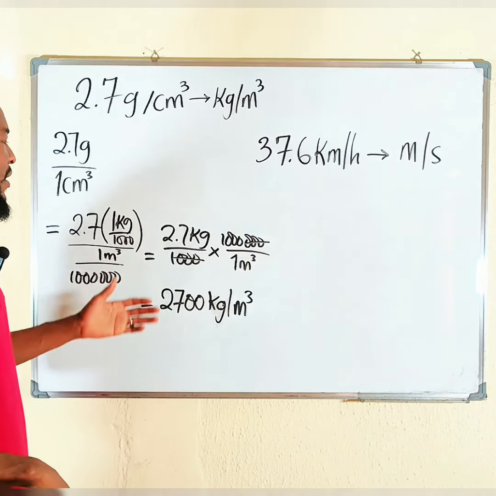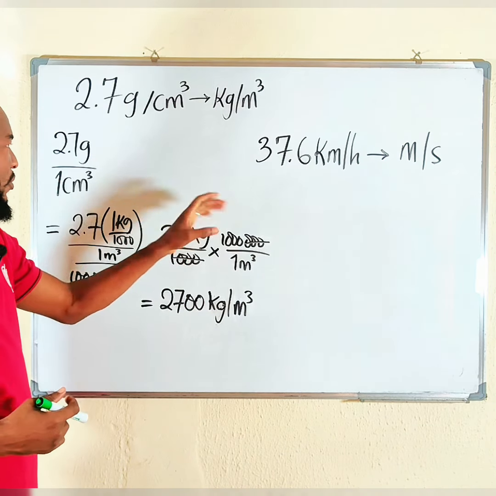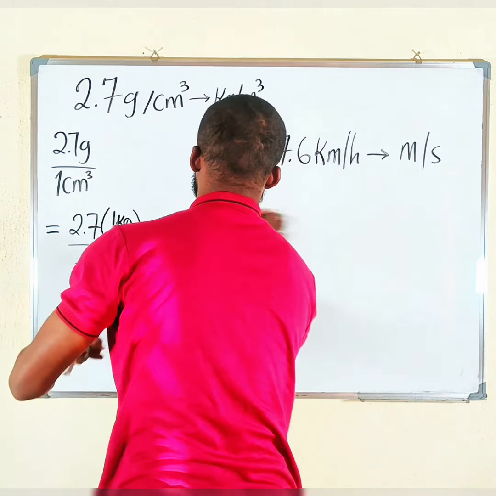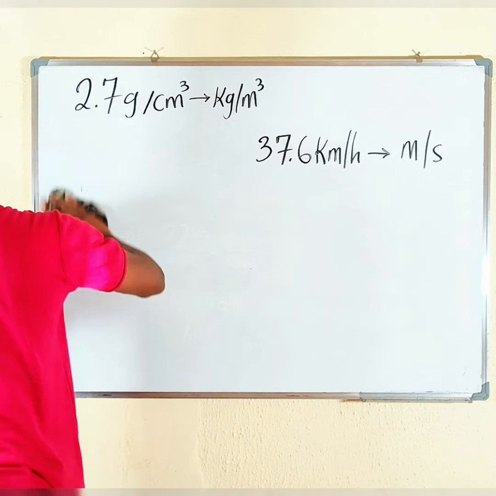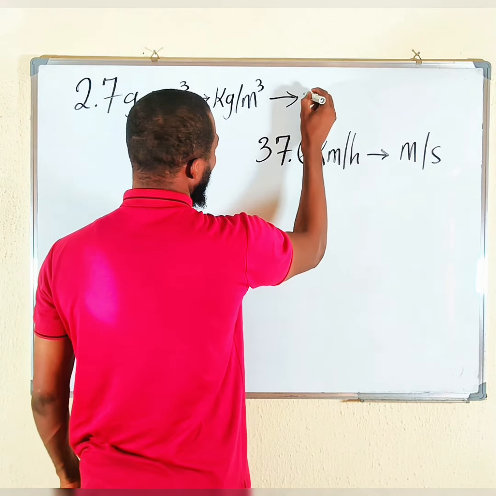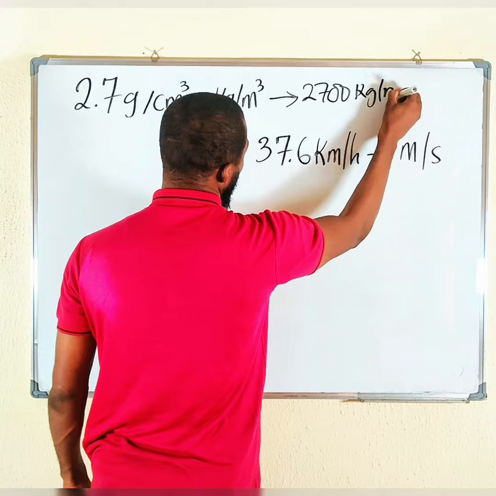But please permit me to take this down. If you want to look at it, you can reverse the video. I think let me do the conversion here, then do the work in here. Let's take this down again. We have seen that. Let me just write the answer. This is 2700, right? Kilogram per meter cube.